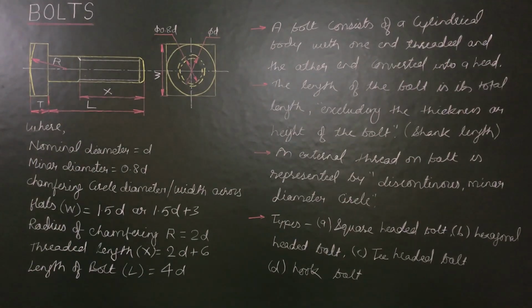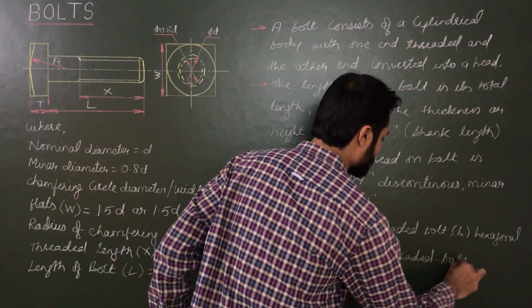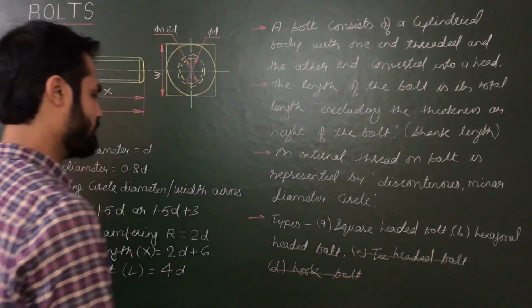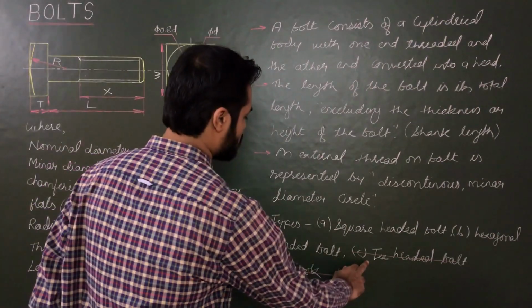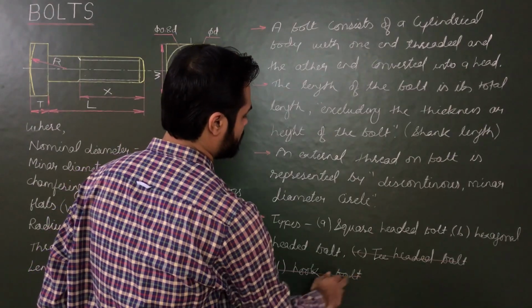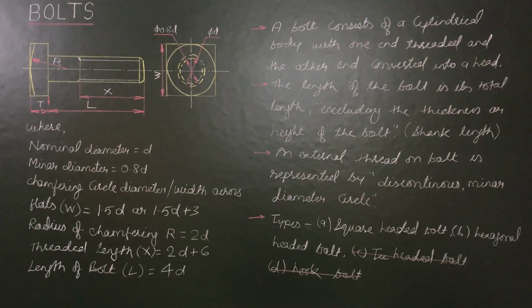Next, types of bolts: square headed bolt, hexagonal headed bolt, T headed bolt, and hook bolt. Now, for your examination, T headed bolt and hook bolt, these two types of bolts are not in our syllabus for the coming examination. So for all students, if your examination is in 2021, please don't draw these two types of bolts. Just solve the square headed bolt and try to draw the hexagonal headed bolt.